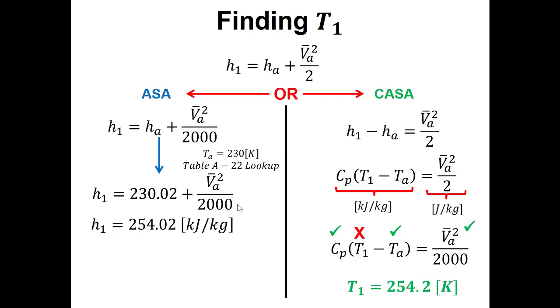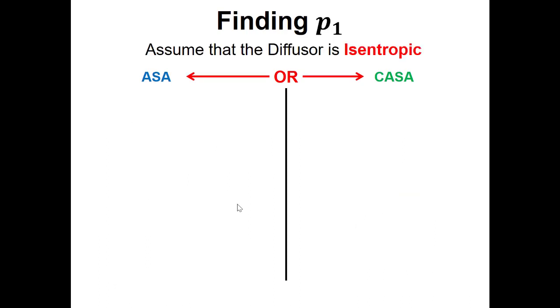When I do this, I get that H1 is 254.02 kilojoules per kilogram. When I look on my table, I can interpolate back and find that PR, the reduced pressure, is 0.776, and that T1 here is about 254 degrees Kelvin. So here I agree pretty well when I get to T1, no matter if I'm using the variable specific heat and the constant specific heat. Let's see if that continues throughout the problem.